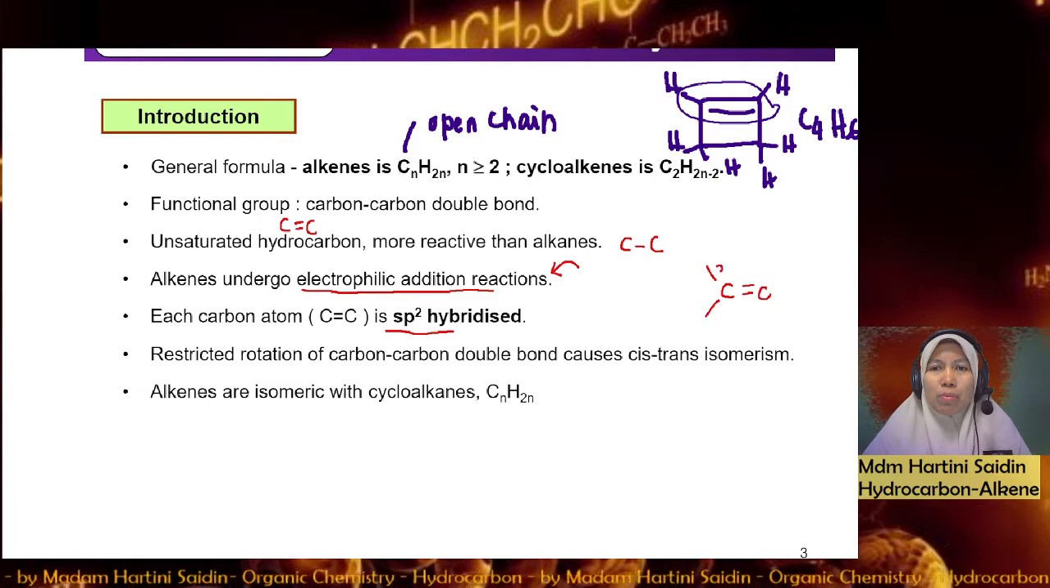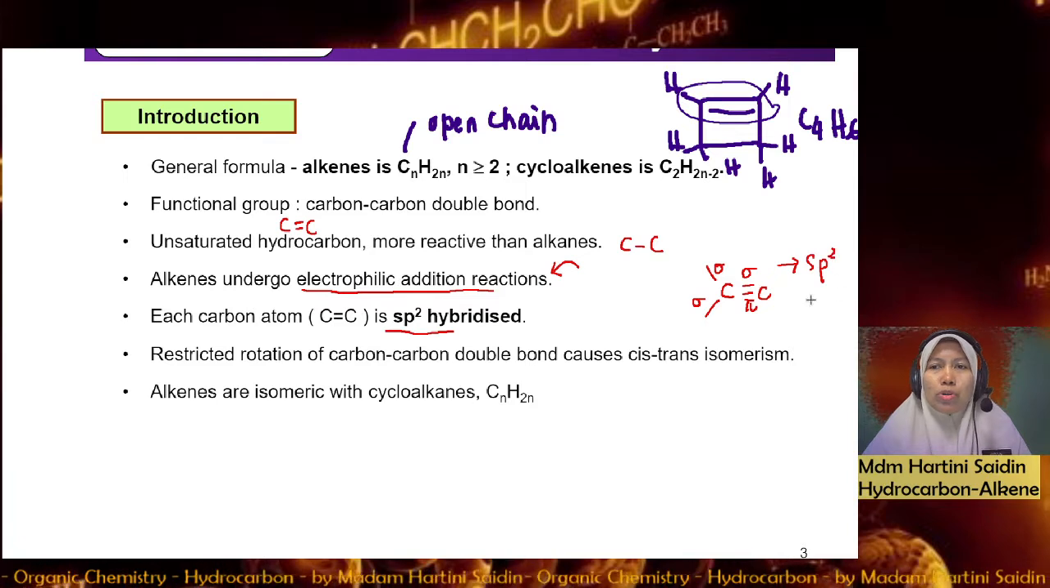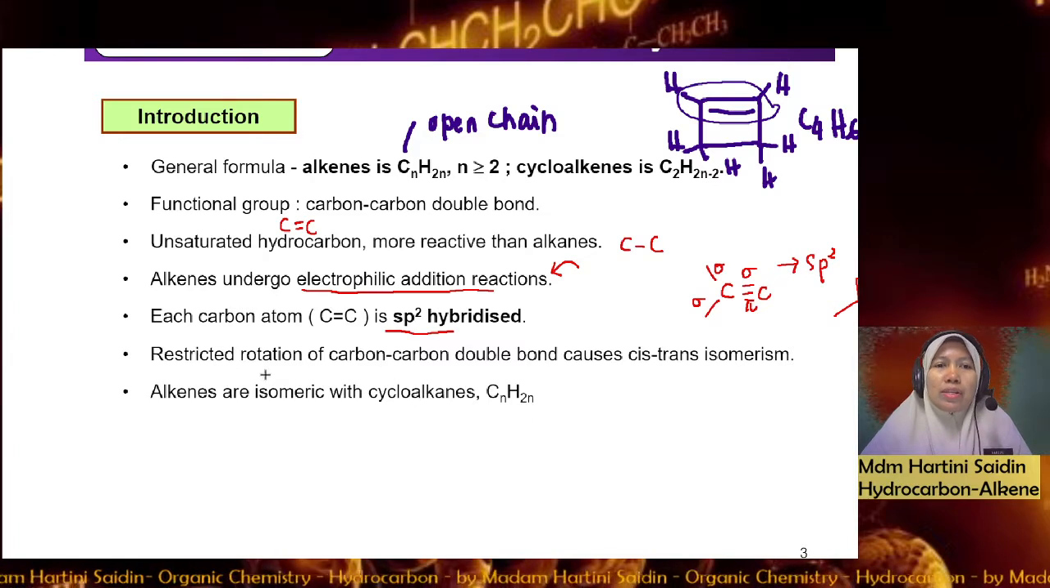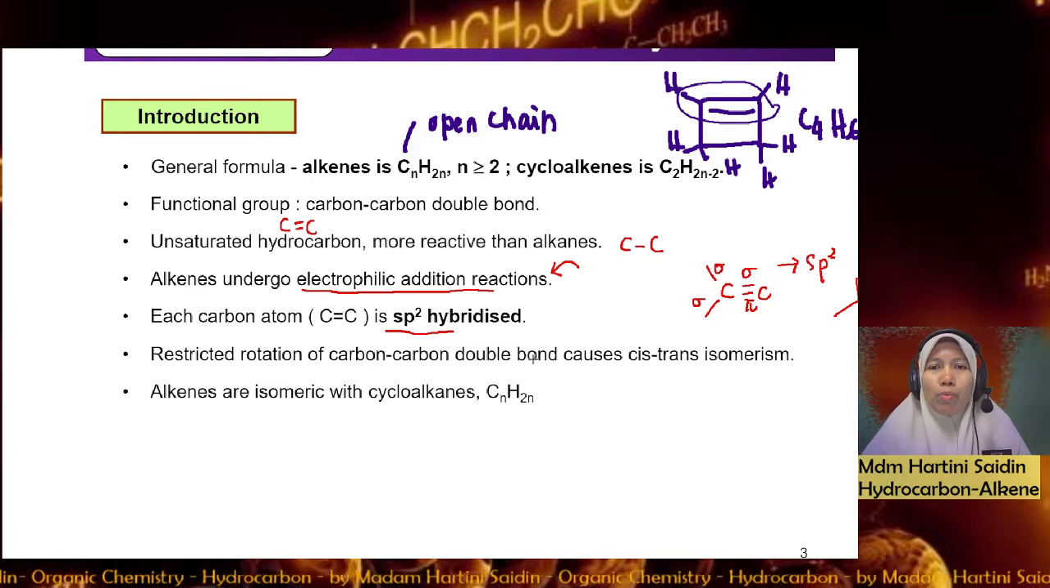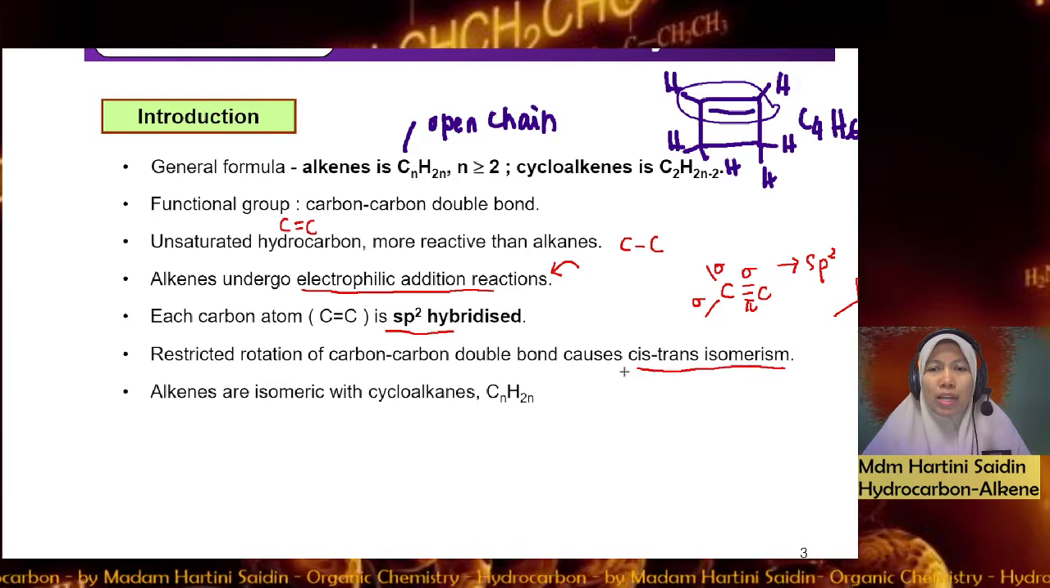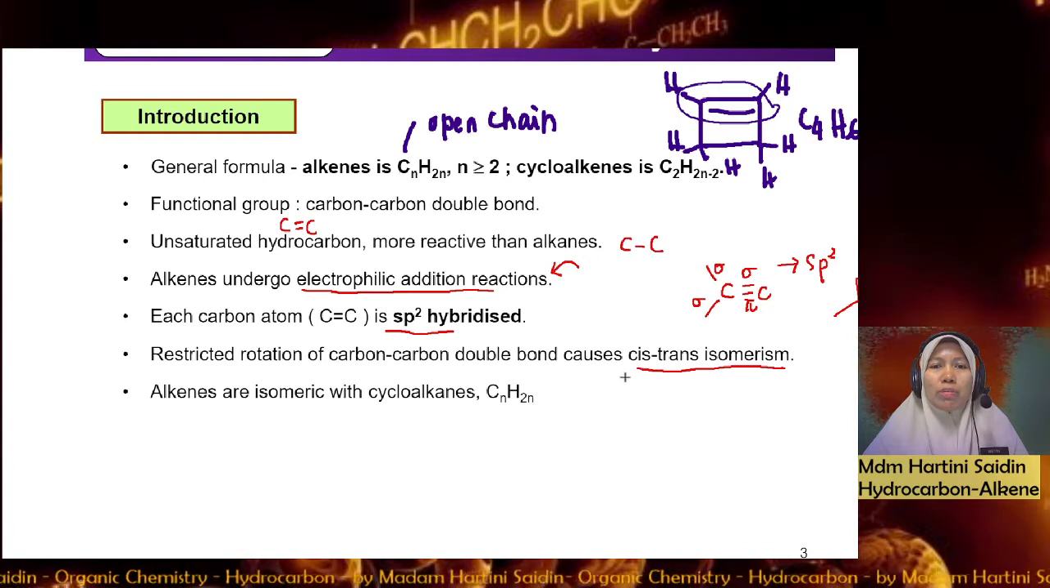So, 1, 2, 3 sigma bonds and 1 pi bond. Because there are 3 electron domains, the type of hybridization is sp2. So the shape is trigonal planar lah, kalau sp2. The restricted rotation of carbon-carbon double bond causes cis-trans isomers. Kita dah berkenalan dengan cis-trans isomer dalam topik Introduction to Organic Chemistry.